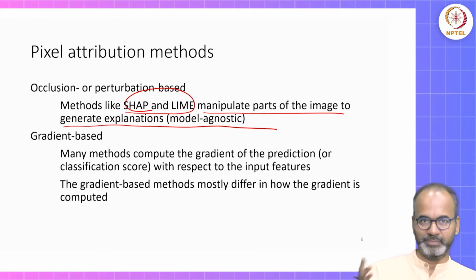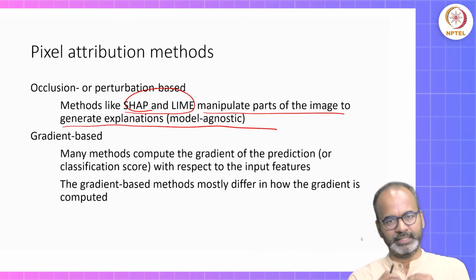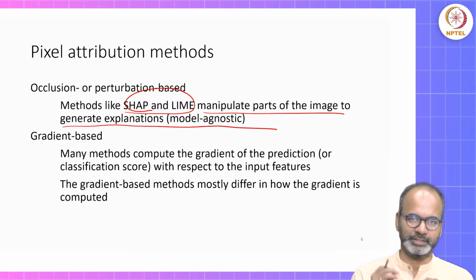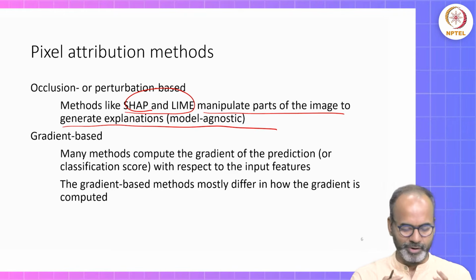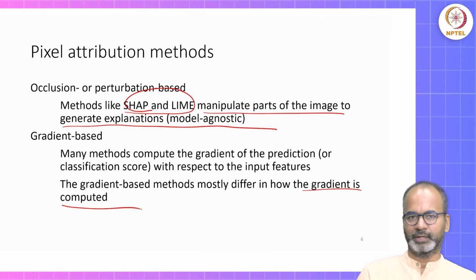Then there are also gradient-based methods. We are going to spend some time on gradient-based methods now, where many methods compute the gradient of the prediction or the classification score. Each and every image is decided on whether this is going to be a cat or a dog, whether this is part of an image of a cat or a dog. You're going to classify that with respect to the input features that are provided. The gradient-based methods mostly differ in how the gradient is computed. So we'll see some examples of gradient methods.